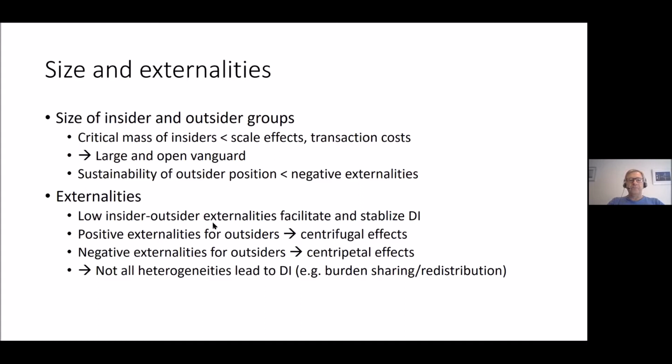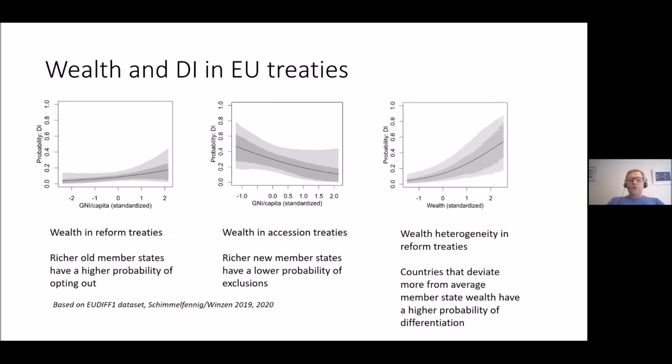So let me just now move on to some empirical illustrations, and I don't have much time to do that, so I'll quickly run through them. In line with the hypothesis I proposed, here are some results from our empirical research. The first graph on the left-hand side of this slide shows that when the EU has negotiated reform treaties, from the Single European Act to Lisbon, the probability of a country getting an opt-out, getting a differentiation, is increasing with its wealth. This is what the graph shows.